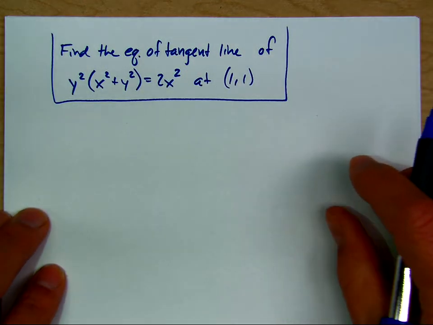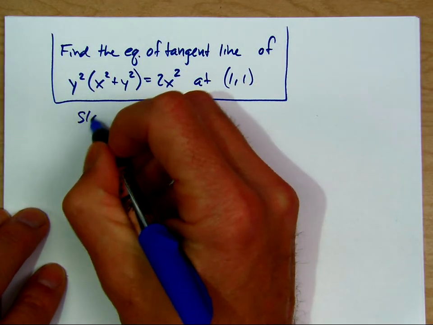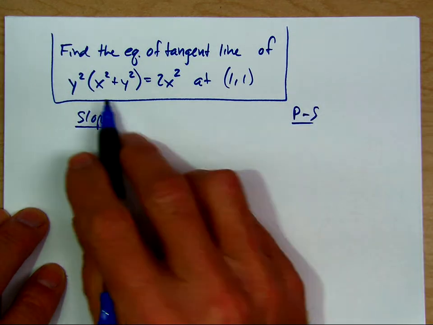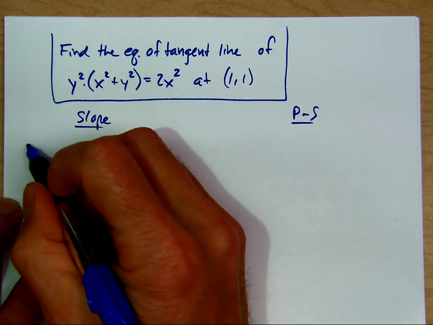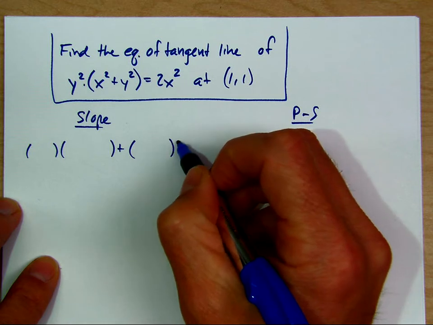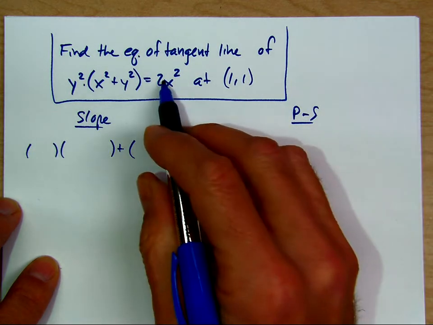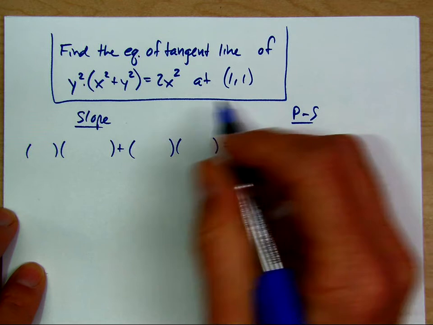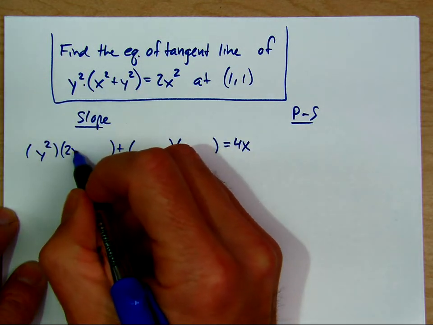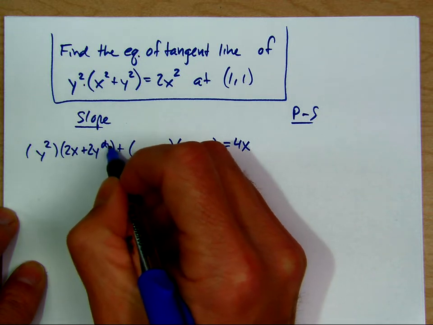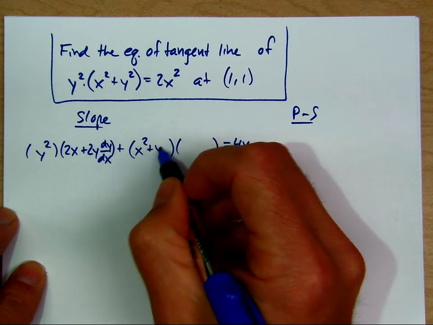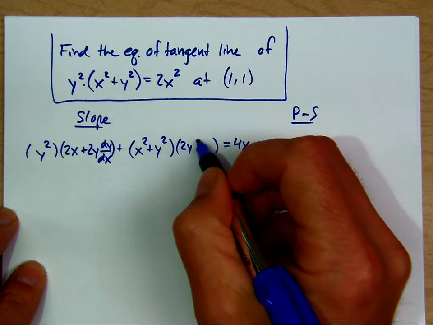Okay, pause the video and try that one. We need to find the slope, and then do point slope. Here we have a product, so it's going to be the first times the derivative of the second plus the second times the derivative of the first, and the derivative of that is 4x. So the first times the derivative of this is going to be 2x plus 2y dy/dx, and then we have the second factor times the derivative of the first, 2y dy/dx.